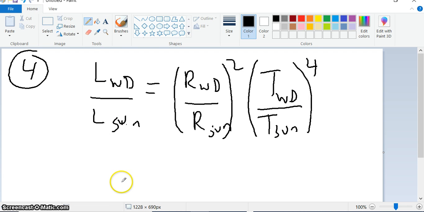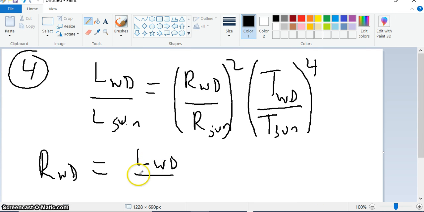Let's go back to this problem. We've got to rearrange this equation and solve for the radius of the white dwarf. It's the radius of the white dwarf divided by the radius of the sun. Then we take the square root of everything and multiply both sides by the radius of the sun. So we're going to get the size of the white dwarf in terms of the size of the sun, as we always do. So it's going to be the luminosity of the white dwarf divided by the luminosity of the sun.